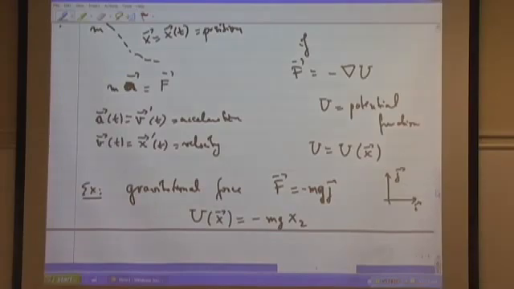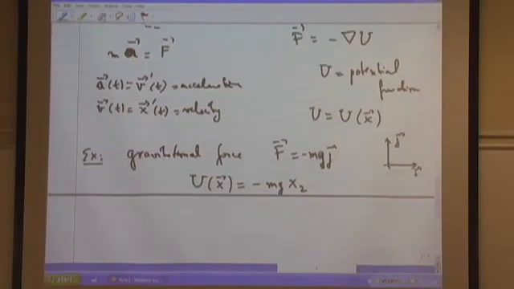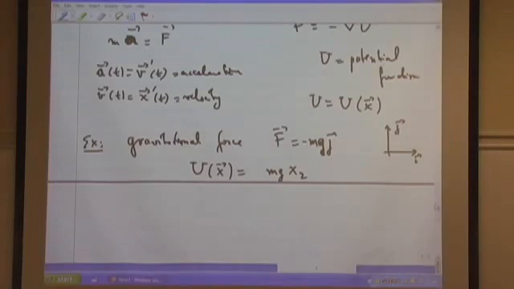Take it around, you mean plus mgx, right? It's negative. Yeah, thank you. Yep. Right. So basically, it says that the potential is increasing as you go up, and it decreases as you go down. Yeah, thank you.